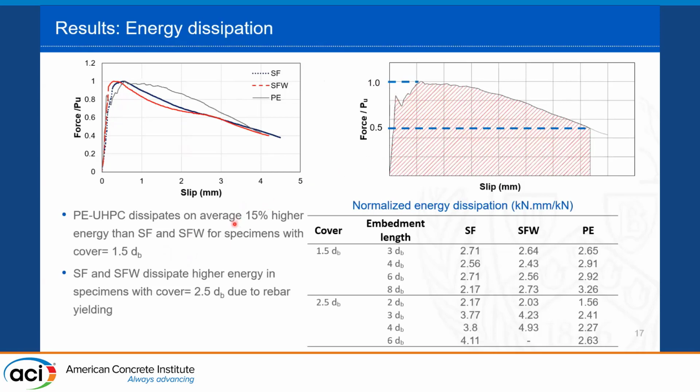So it was found that in the first cover thickness of 1.5D, the PE dissipates higher energy, on average 15% compared to the other 2 mixes. And in the case of 2.5D, the other 2 mixes dissipate higher energy due to the yielding of the steel rebar, because most of them have exceeded the yield of the steel rebar.